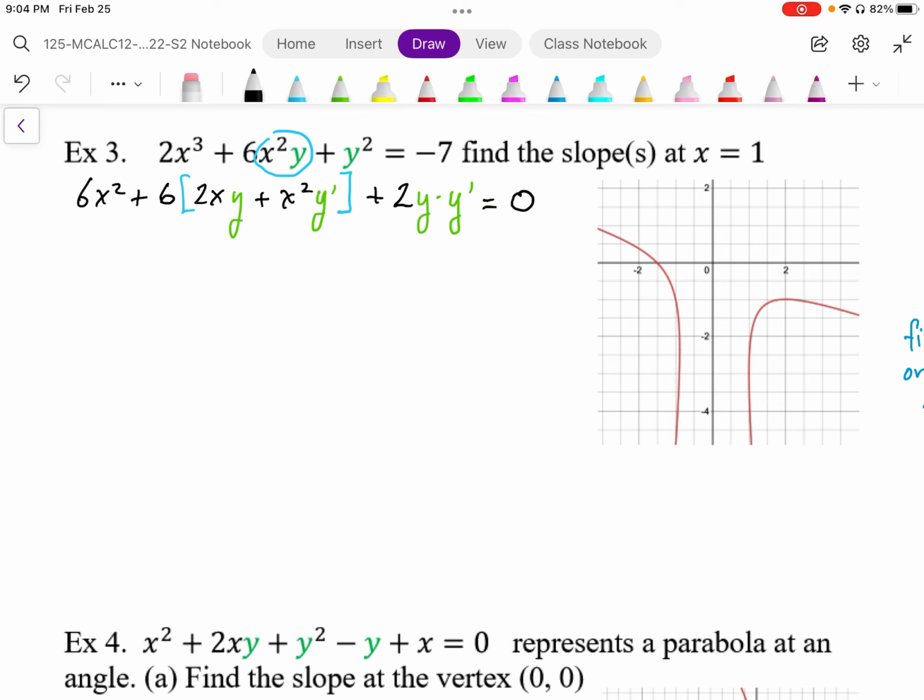Okay, so now I want to group together all my y prime terms. I've got y prime terms here. So I'm going to group those together, and I'm going to end up with, well, let's multiply this out first. So 6x squared plus 12xy plus 6x squared y prime. So the y prime is what I'm looking for, plus 2y, and there's my y prime. Okay, so I've got a common factor of 2. I really probably would make it easier on myself by dividing everything by 2.